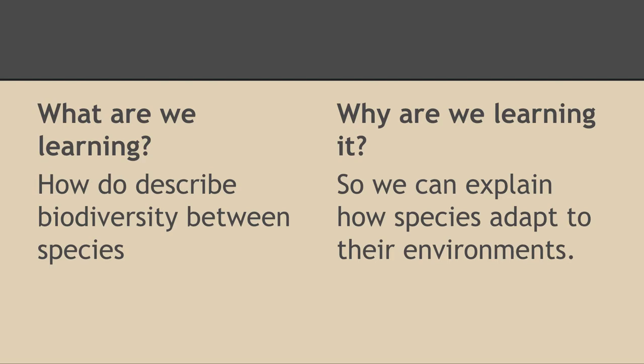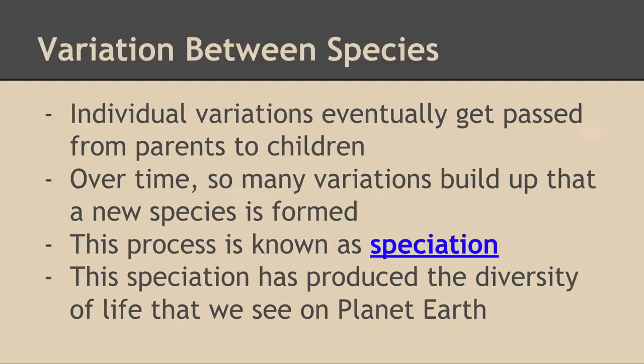Today in Science 9, we are describing biodiversity between species so we can explain how species are able to adapt to their environments. So, within species, variations get passed down from children to children. Over time, those variations will build up. Each parent adds a new variation into the gene pool.